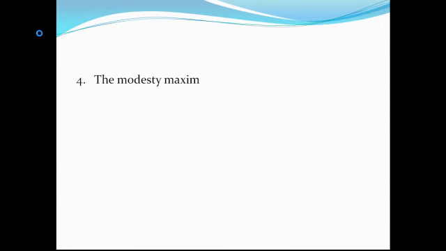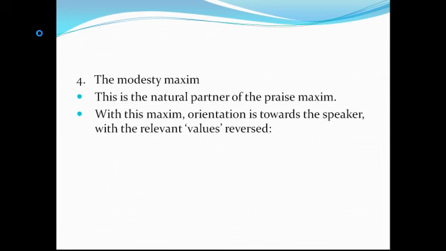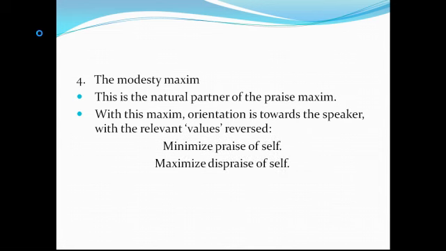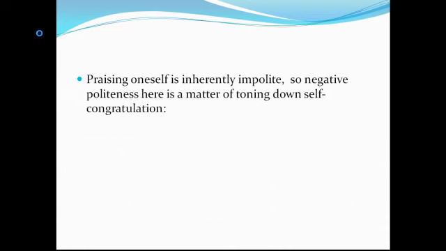The fourth maxim is called the modesty maxim. This is the natural partner of the praise maxim, and therefore, with this maxim, orientation is toward the speaker, with the relevant values reversed. That is, minimize praise of self, maximize dispraise of self. How is this to be? Praising oneself is inherently impolite. So, negative politeness here is a matter of toning down self-congratulation.